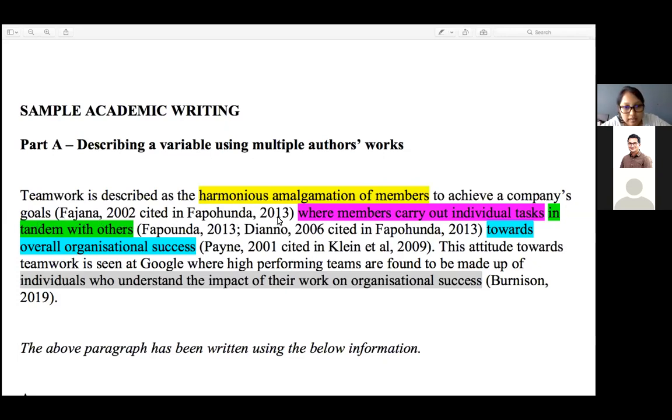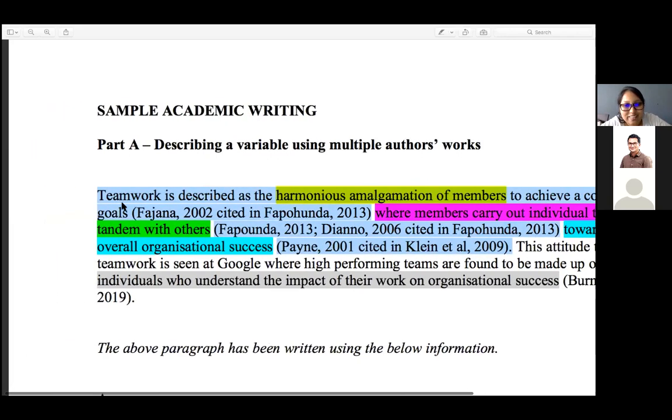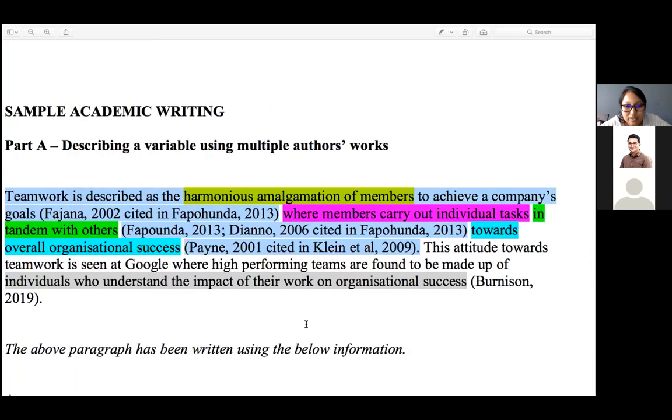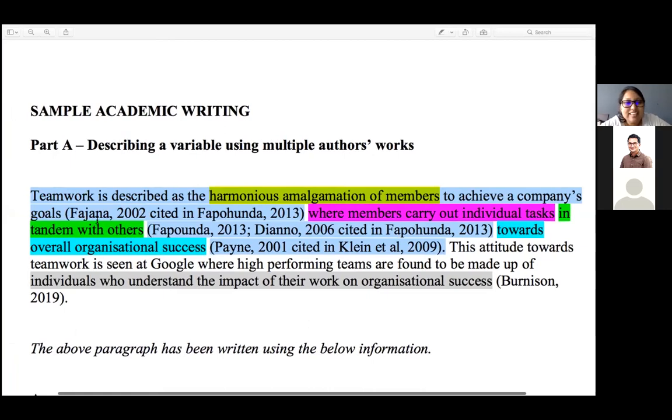So teamwork is described as the harmonious amalgamation of members to achieve a company's goals, where members carry out individual tasks in tandem with others, towards overall organization success. This is actually one line, right? If you take the authors out, it's actually a short line. The author's names make it long.